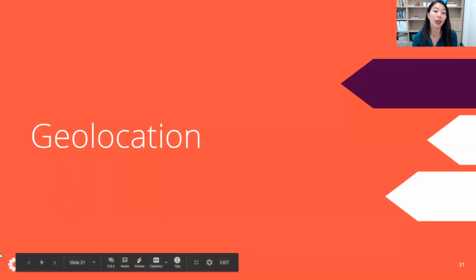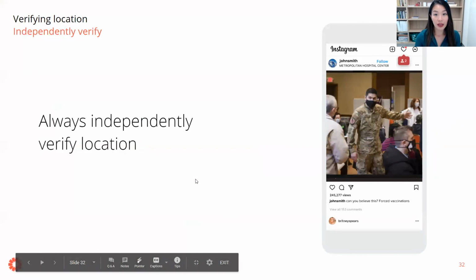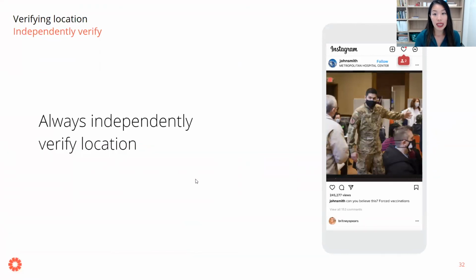Okay, moving on to geolocation. When you're verifying location, you always have to independently verify it. So not counting on local news reports or what some of your Facebook friends say, or even taking the caption at face value.